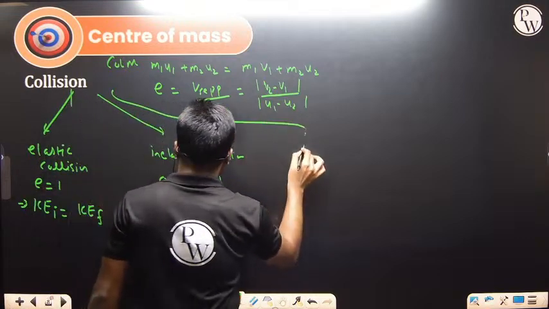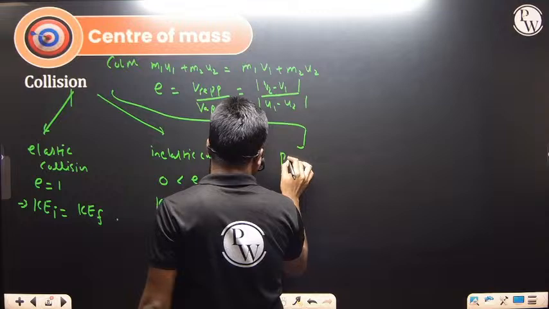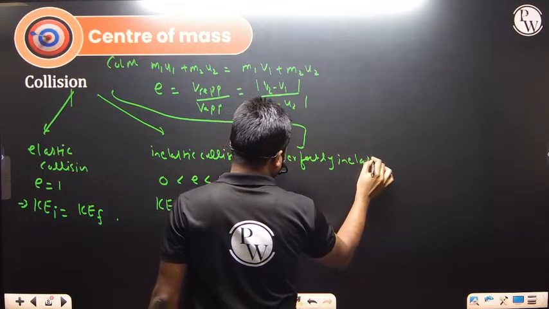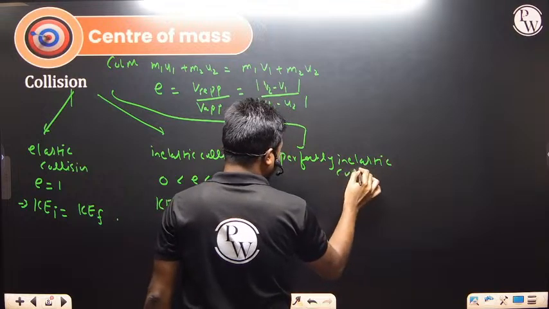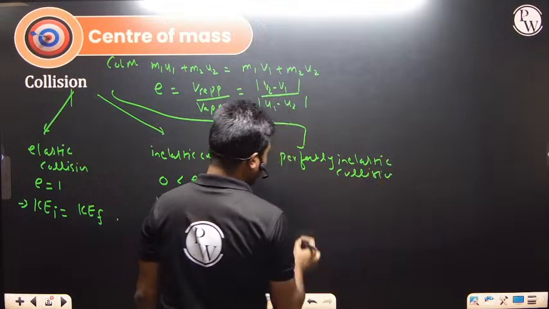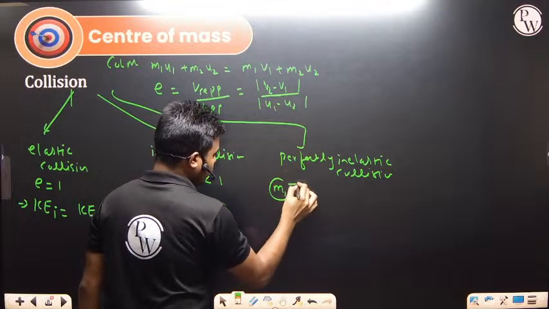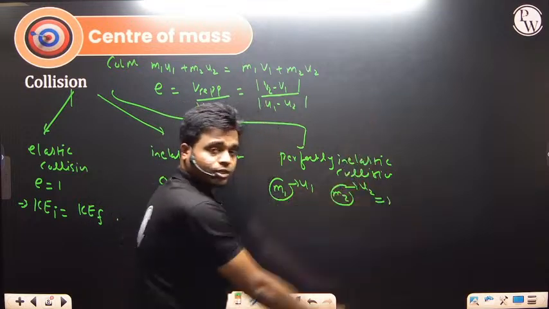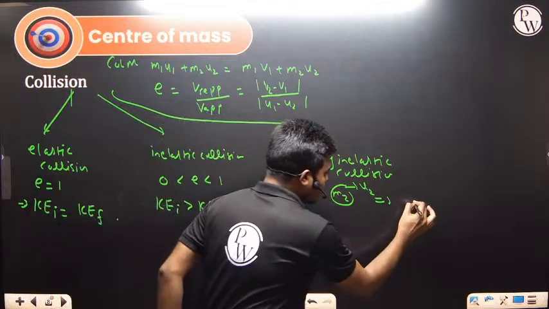Third part we have is perfectly inelastic collision. In this case, what actually happens is that after the collision both the bodies will stick together. So mass m1 is moving at speed u1, mass m2 is moving at speed u2. Once they collide with each other, they will be moving together.